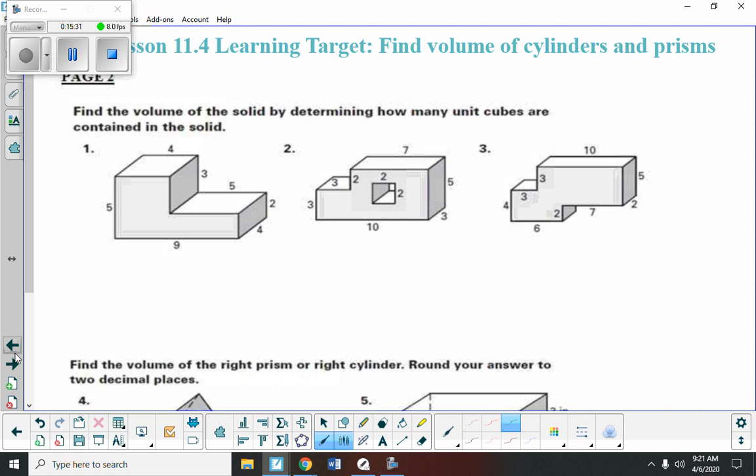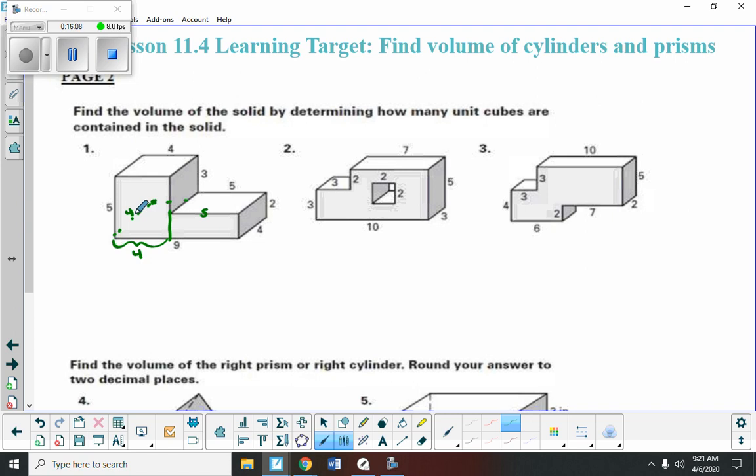All right, here we have to find the volume of the solid by determining how many unit cubes are contained. So I just want to give you a hint right here. On this one, what we're going to do is find the volume of this rectangular prism, and then find the volume of this one and add those together. Now we have to do some figuring. We know that this is 5, which means this is 5. So from here to here is 5. That means that this is 4. And this distance right here is the same as this, so this would be 4.